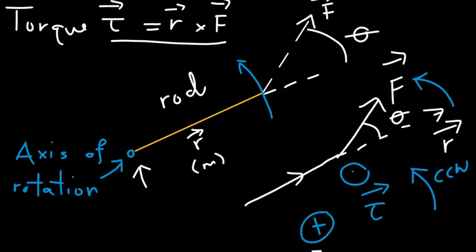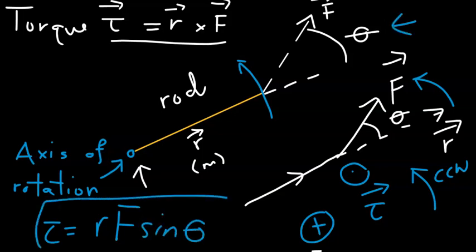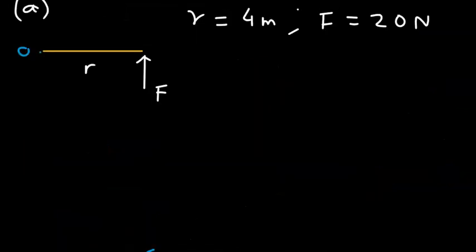The magnitude of the torque in this case is given by the length of the rod times the magnitude of the force times the sine of that angle, the acute angle right there. So this is the magnitude of the torque in this case, and it has a positive sign, as we have explained before. Let's look at some numerical cases to highlight the effect of angle on the value of the torque.